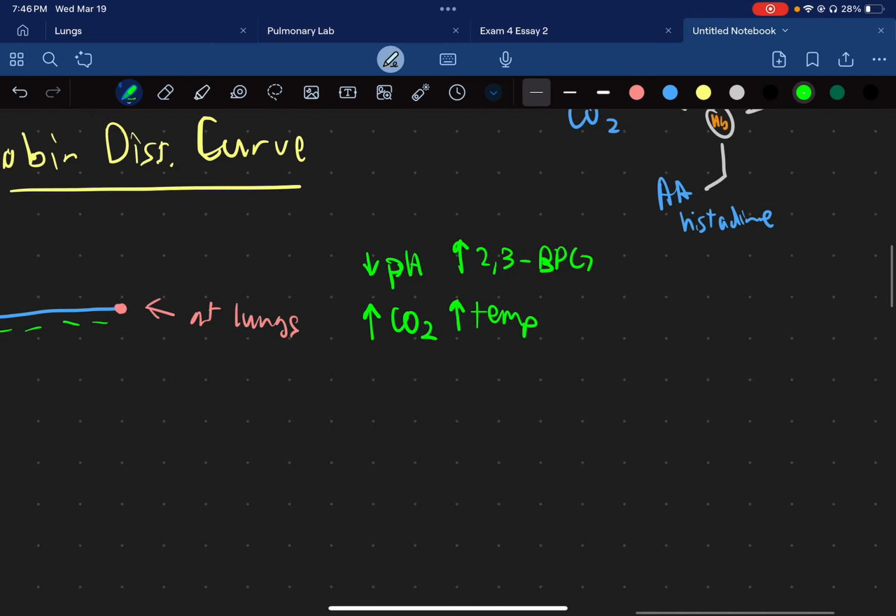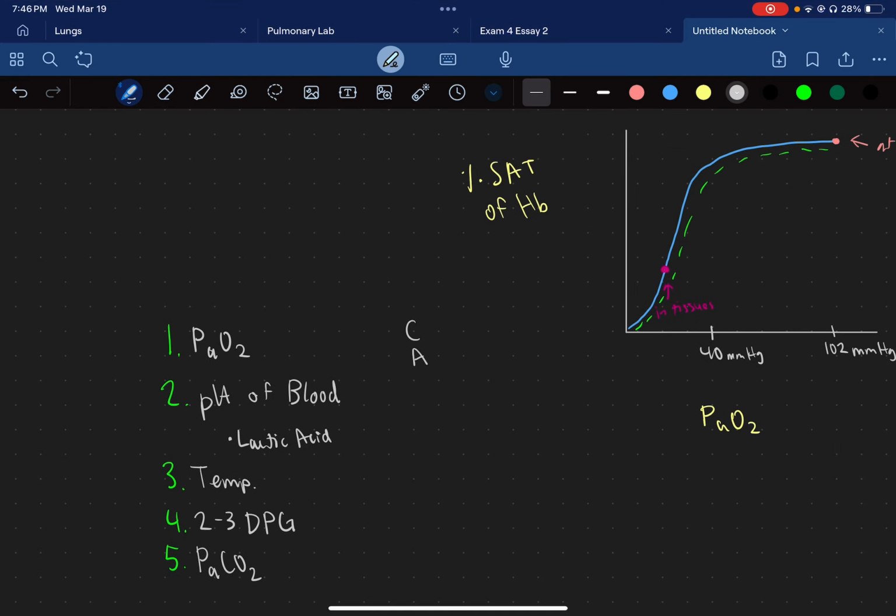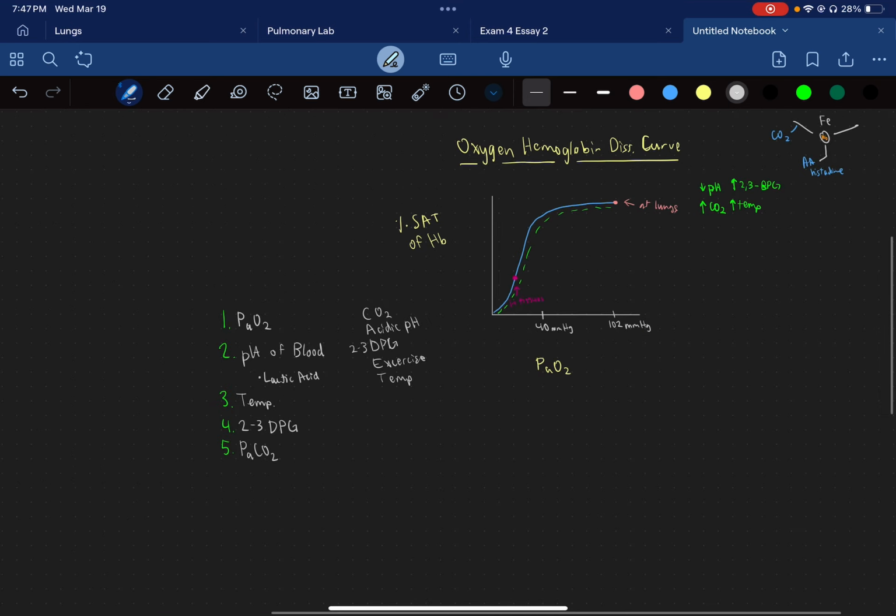One good way to remember all of these factors that affect this is CADET. C stands for CO2, A stands for acidic pH, D stands for 2,3-diphosphoglycerate, E stands for exercise, and T stands for temperature. So that's a good way to remember it.